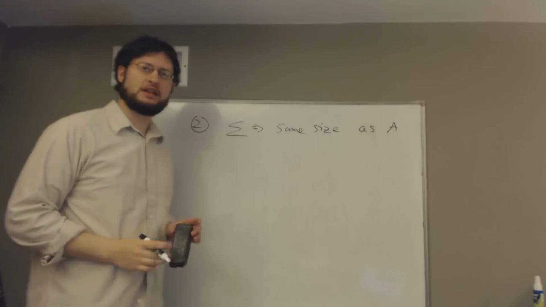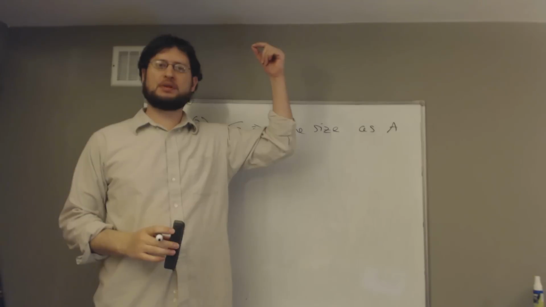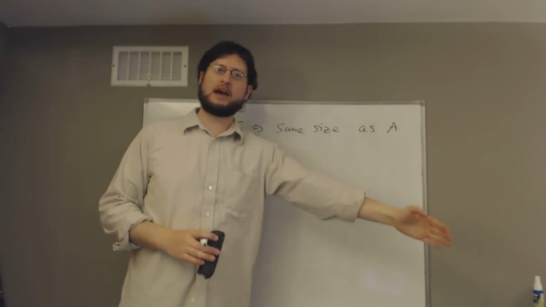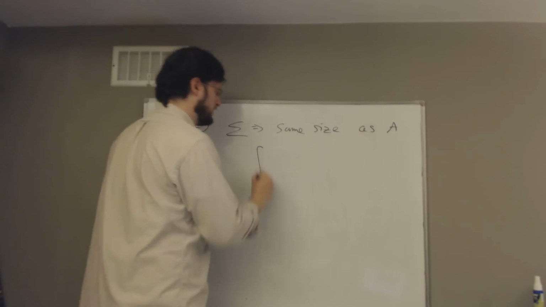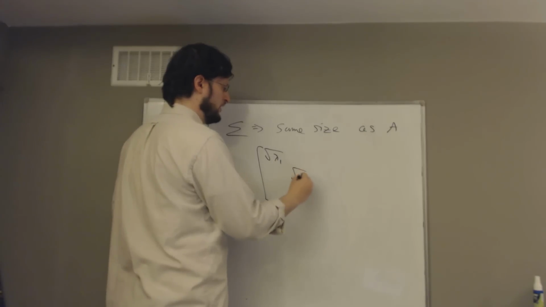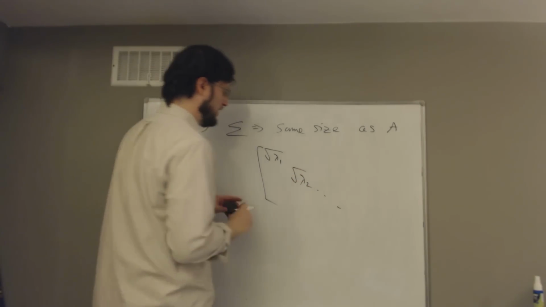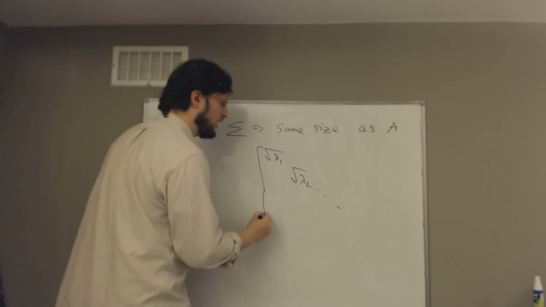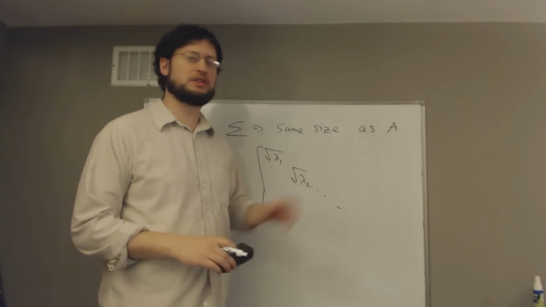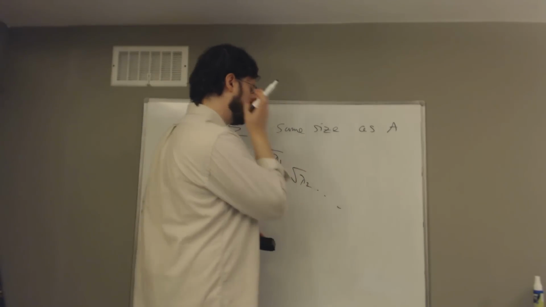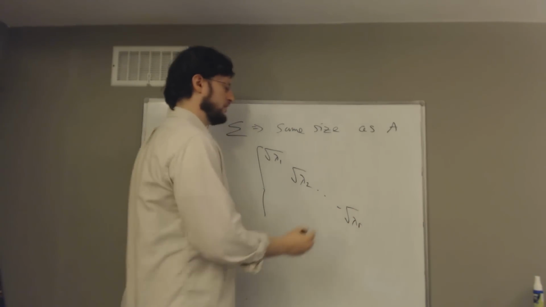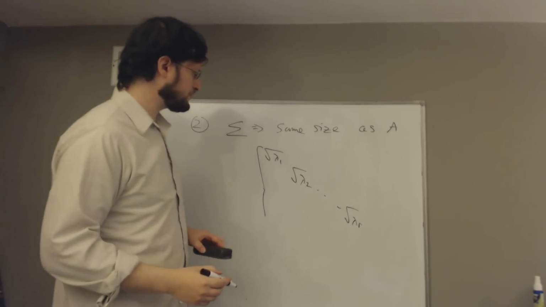So that's the first thing. And then we start up in the upper left-hand corner and we put the square root of our eigenvalues going down along the diagonal. So we're going to put the square root of lambda 1, the square root of lambda 2, all the way down until we run out of non-zero eigenvalues. We're only going to include the ones that are actually positive, that are not zero. So that might not be all of them. So we're going to call this lambda r.